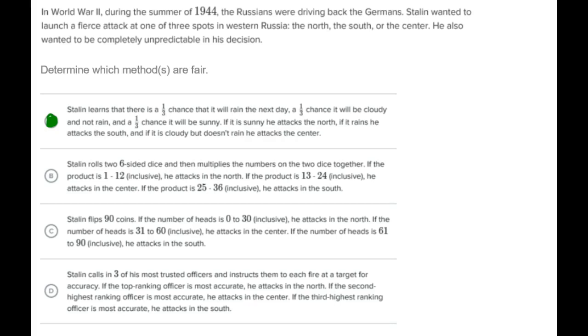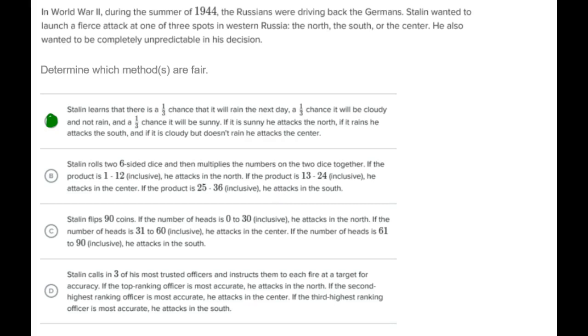Method C, Stalin flips 90 coins. If the number of heads is 0 to 30 inclusive, he attacks the north. If the number of heads is 31 to 60 inclusive, he attacks the center. If the number of heads is 61 to 90 inclusive, he attacks the south. This method is going to turn out to not be fair because if we know he's flipping a coin, there's a 50-50 shot that it's going to be heads or tails. So the number of heads we can expect is around 45. So the number of heads between 31 and 60 inclusive probably has the greatest chance of occurring, so he would probably attack the center at a greater chance than attacking the north or the south. So this method would turn out to not be fair.